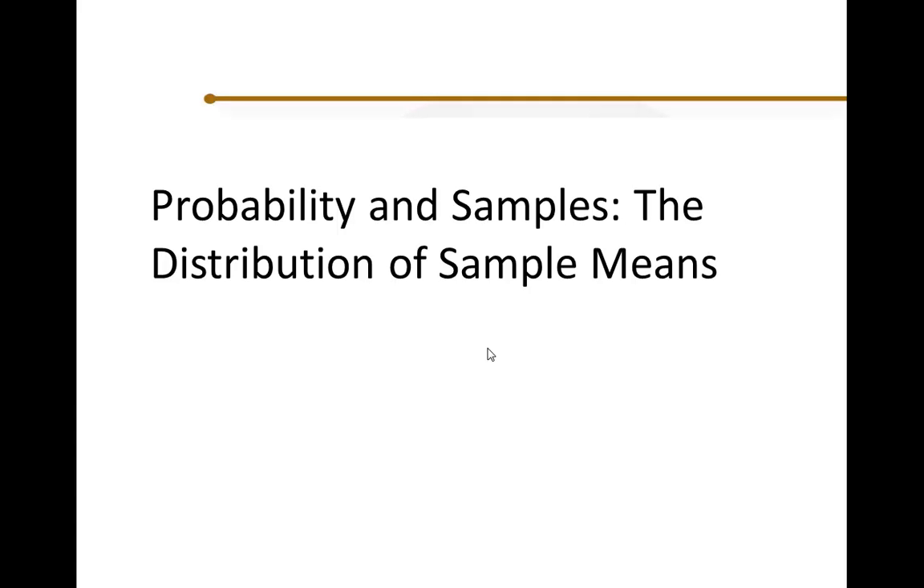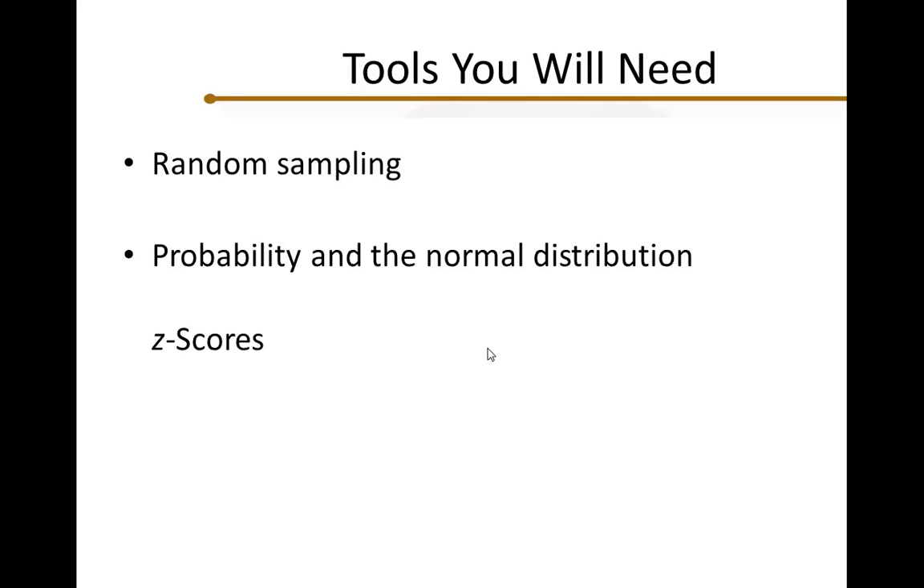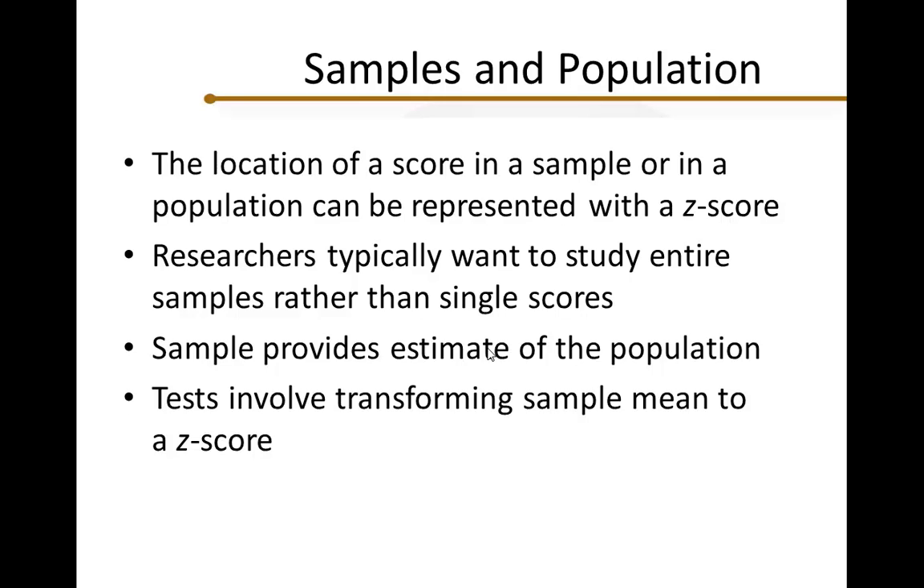So next we're going to take that. We were looking at populations, right? That is just what we looked at. Next we're going to apply that to the distribution of sample means. And here are the two basic learning outcomes. What's the definition of a sampling mean? And then we're going to describe a distribution by the shape, the expected value, and the standard error. Tools you're going to need, again, it keeps building: random sampling, the concept from chapter 6, probability and normal distribution, and then those z-scores.